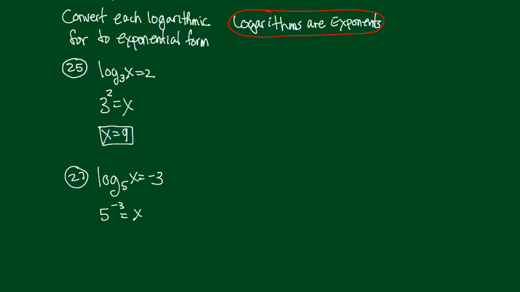That's x. But now let's convert this, right? 5 to the negative 3, that's 1 over 5 to the positive 3, which is x. So let's say that x is 1 over, now 5 cubed is 125. So 1/125.